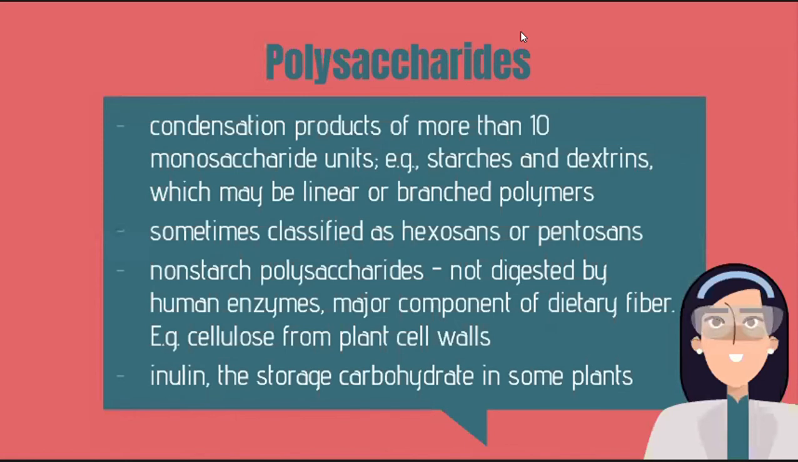In addition to starches and dextrins, foods contain a wide variety of other polysaccharides that are collectively known as non-starch polysaccharides. They are not digested by human enzymes and are the major component of dietary fiber. Examples are cellulose, which comes from plant cells, a glucose polymer, and inulin, the storage carbohydrate in some plants, a fructose polymer.